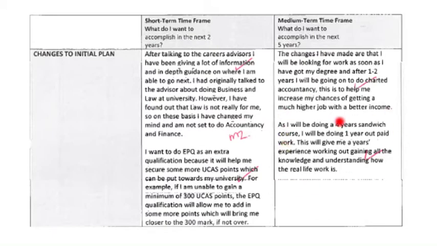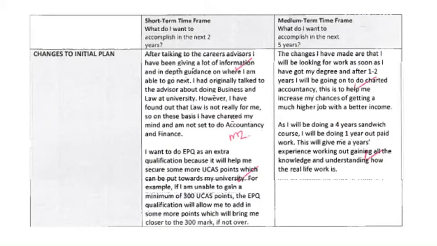To make this acceptable for the changes to initial plan box, what he should have done is state that originally he wasn't intending on doing a sandwich degree. Then, after the research, he's decided he wants to do this work placement. So what we've been through so far with this example work is not passable, based on the fact that he's just tinkered with his original objectives.